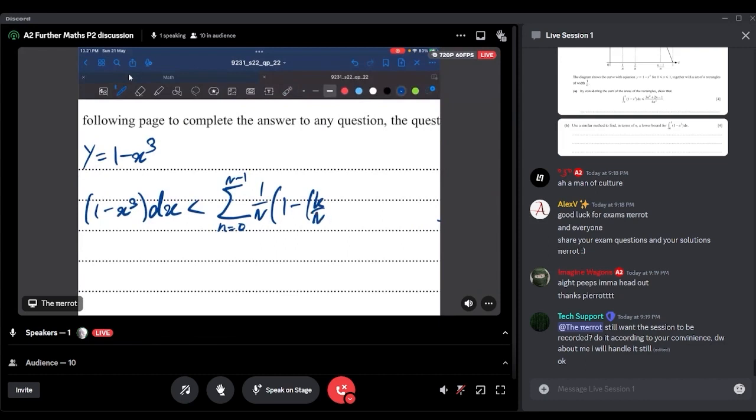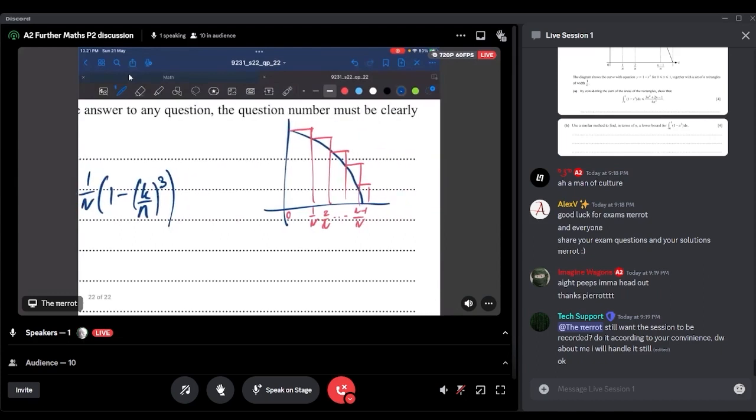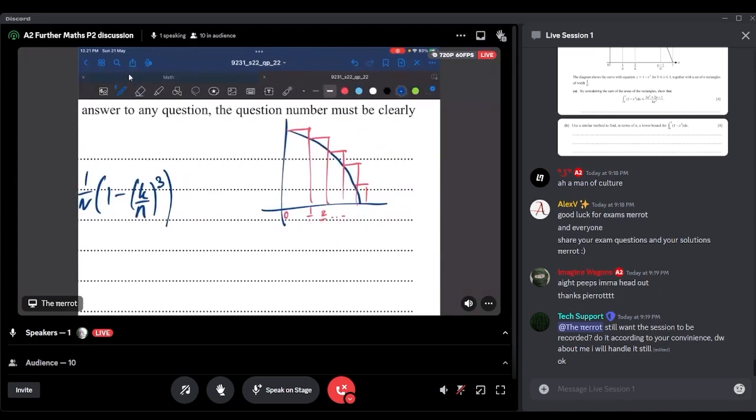So I should probably use k instead. Yeah, k. This is the sum from k equals 0 to n minus 1, of 1 minus k over n cubed, like this. I keep writing capital N. Okay, there you go.